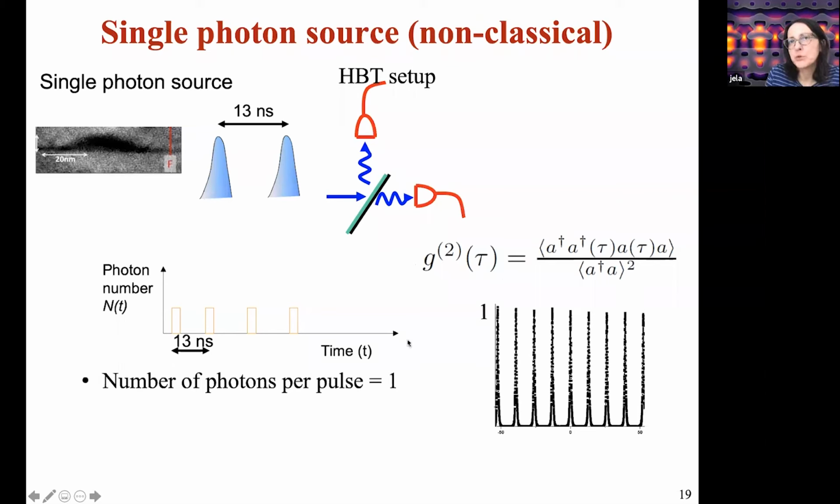If you produce a source of Fock state 1, exactly 1 photon per pulse, and you send it to this setup to measure the second order correlation function, what will you see? Well, this photon cannot be split on a beam splitter. It would go here or here, right? So can you ever have coincident clicks of these 2 detectors? No. So in this measurement, will you have a peak at time delay 0? A peak at time delay 0 would mean that your detectors click at the same time.